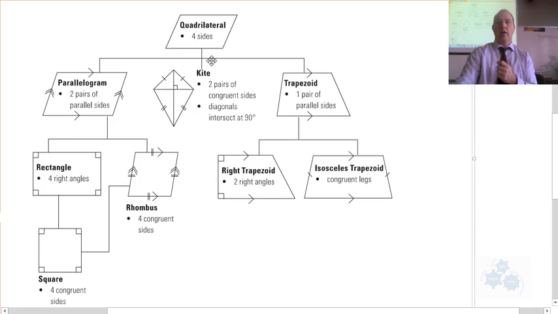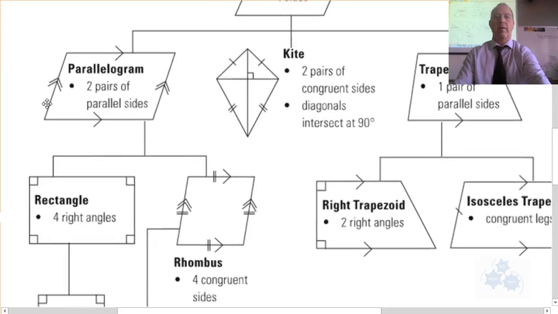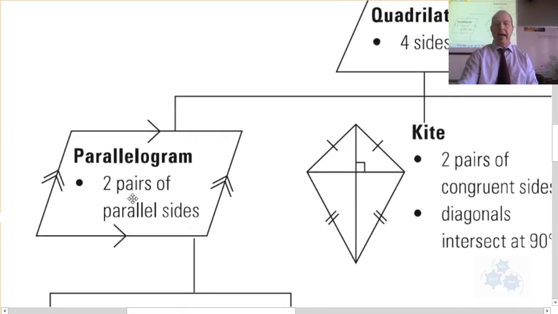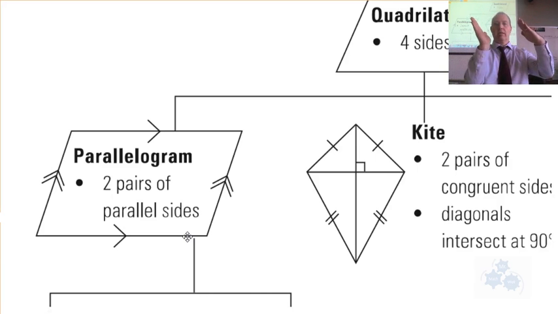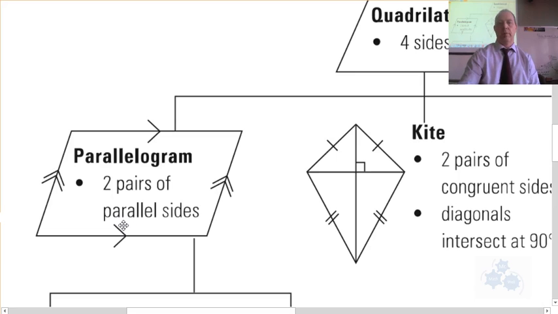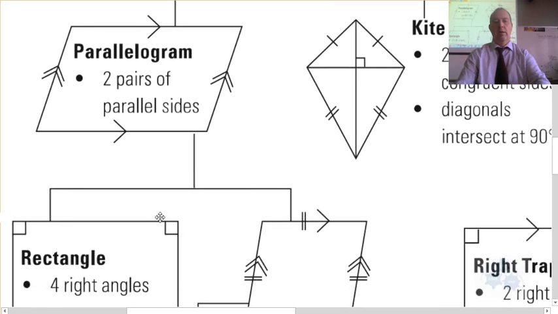So quadrilaterals are four-sided figures. One category would be the parallelogram. The parallelogram has two pairs of parallel sides. So opposite sides are parallel. They don't have to be straight up and down. They could be slanted, but they're going to be parallel to each other. And the other sides are also parallel. They do not have to all be the same length, though.